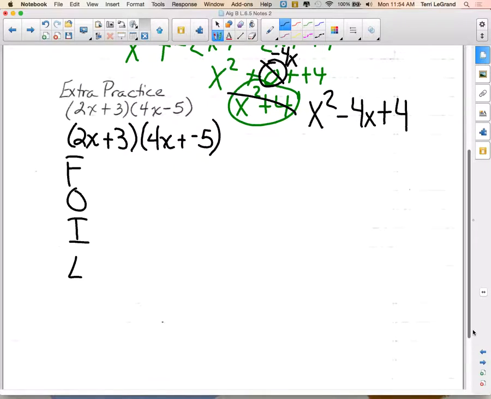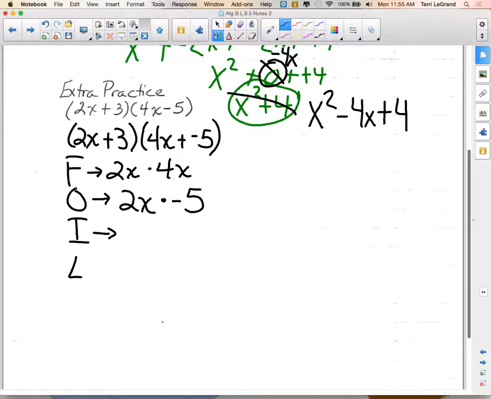Okay, what's our F step look like for this one? 2x times 4x. 2x, first one. Let's not even find the products yet, okay? What's our O step look like? 2x times negative 5. Okay, 2x times negative 5, the outside ones. 2x is outside, negative 5 is outside.